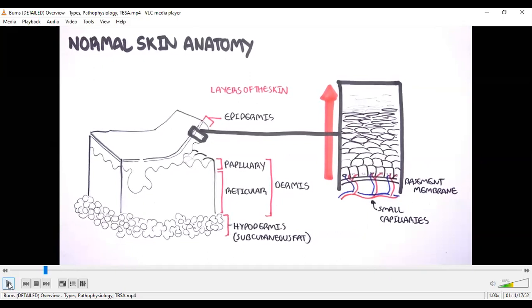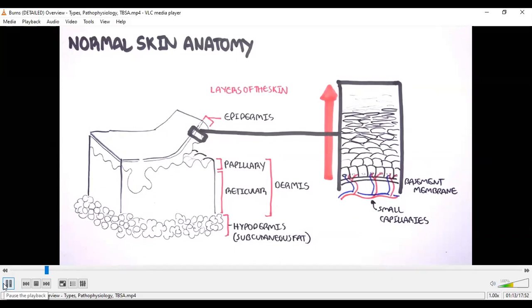So here it has been described that the blood supply to the epidermis is through small capillaries located in the dermis region. Yes, so this is what it has been described.